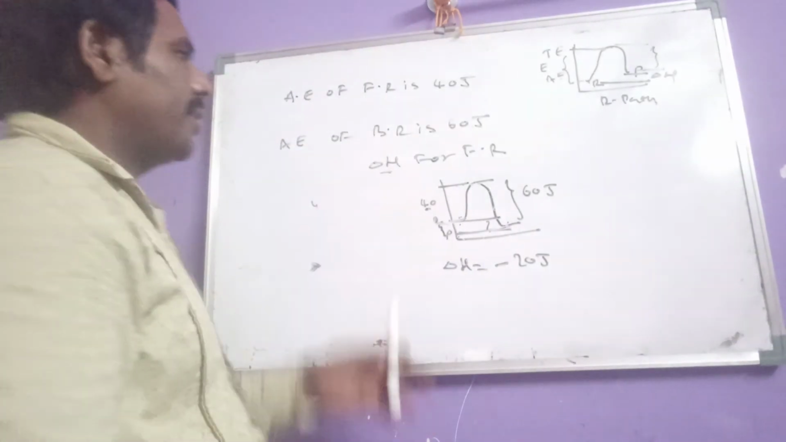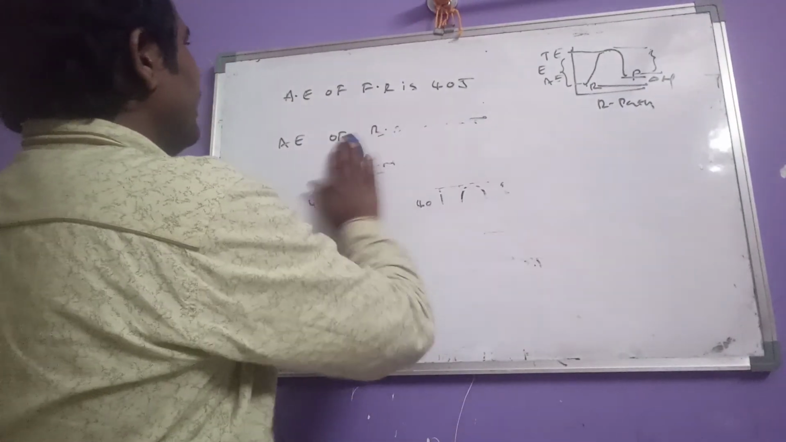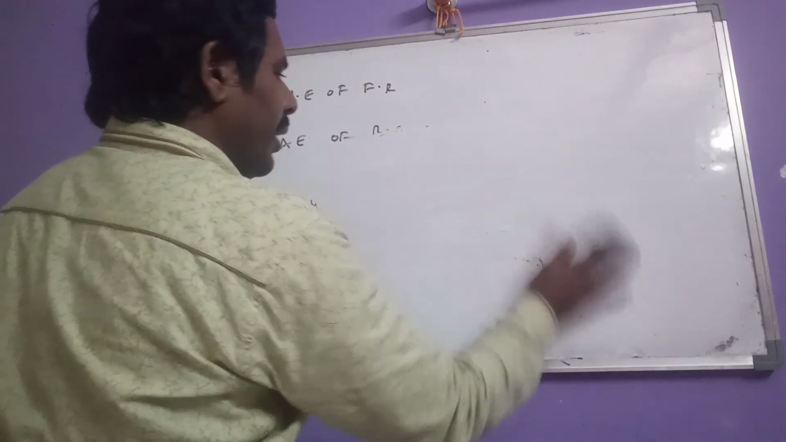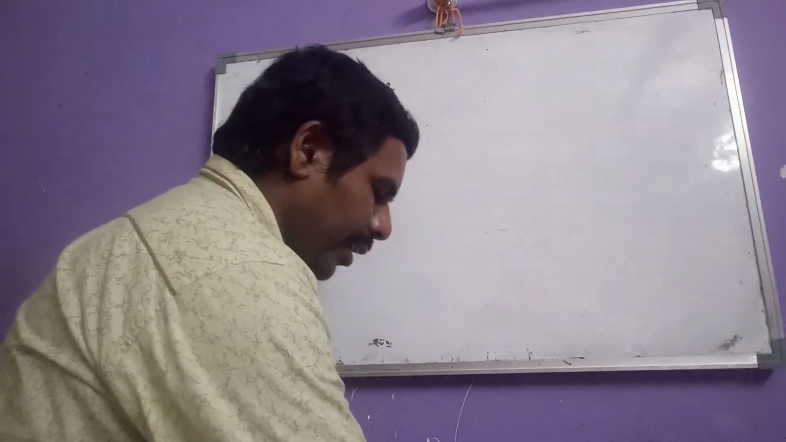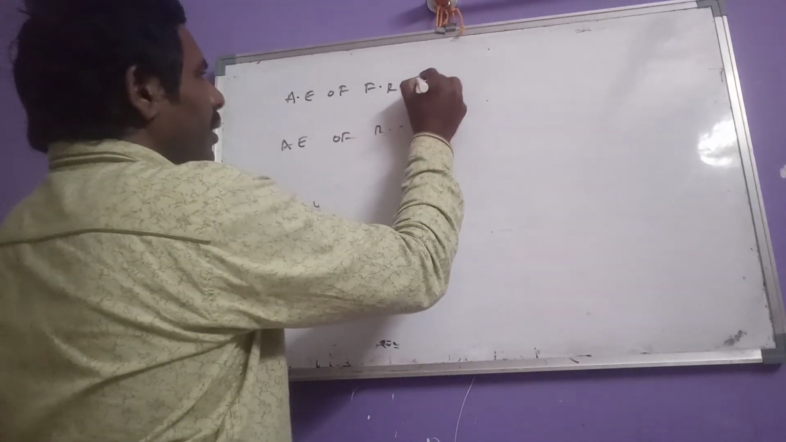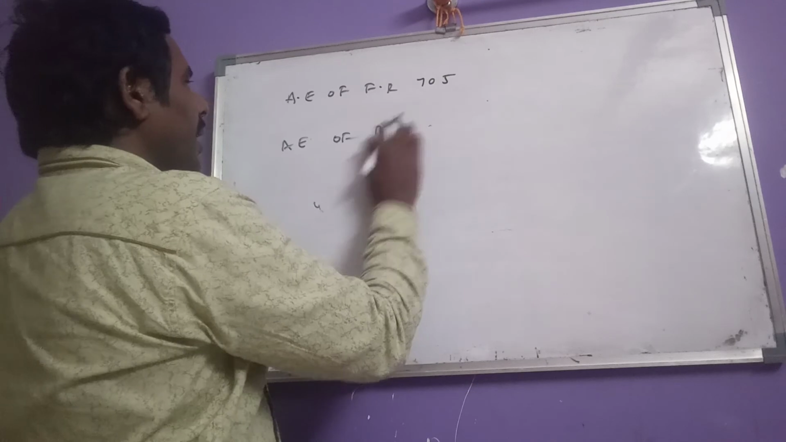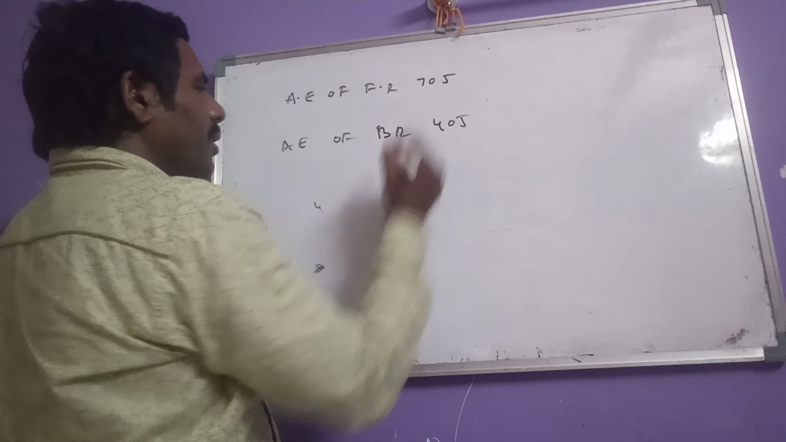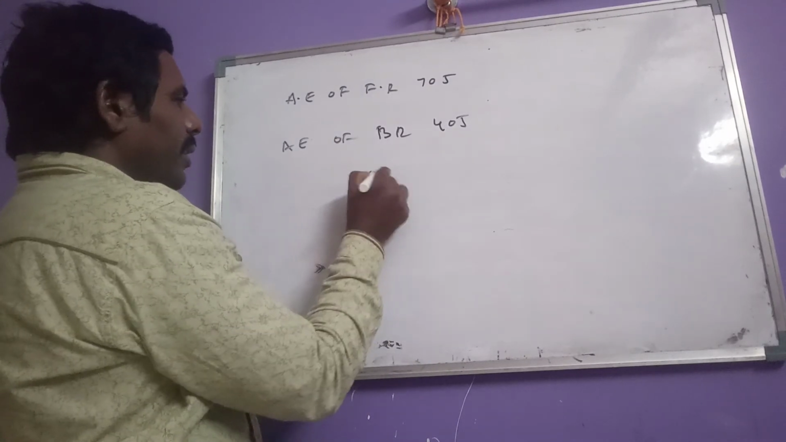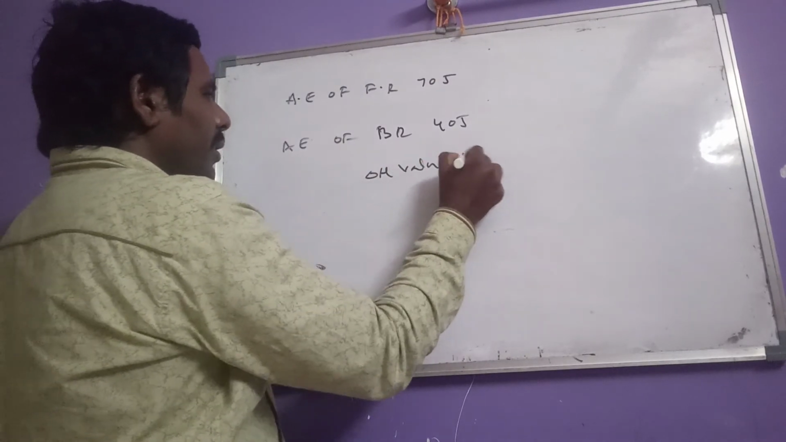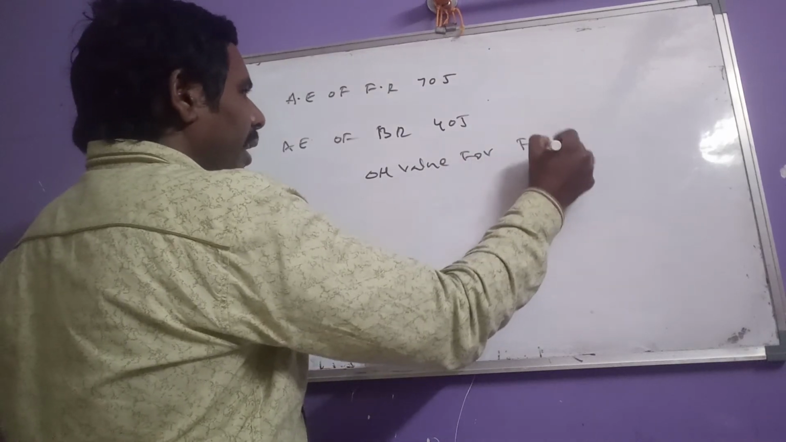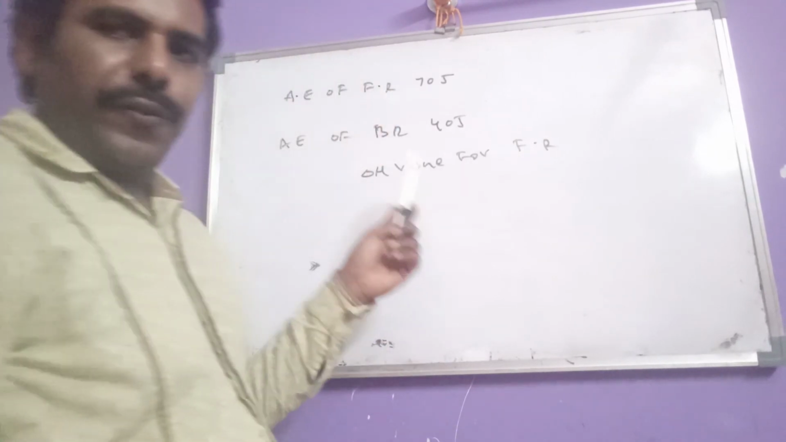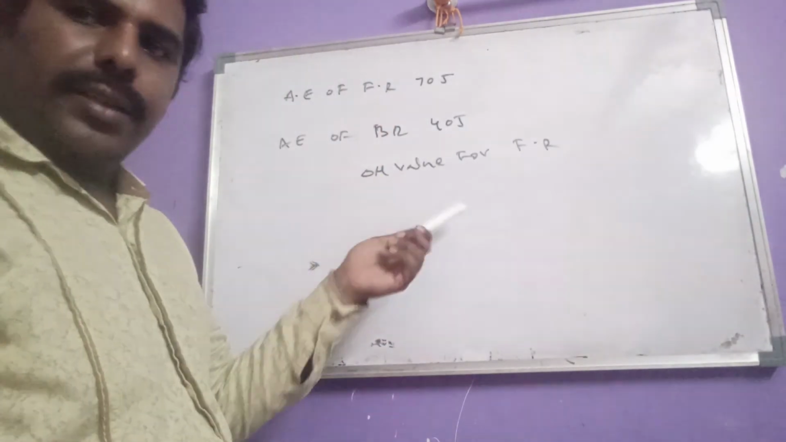Let us see another such type of question here. I give another question. Activation energy of forward reaction is 70 joules. Activation energy of backward reaction is 40 joules. Now, what is the delta H value for the forward reaction? Forward reaction only they have given. First, let us draw the graph for that reaction path and energy.